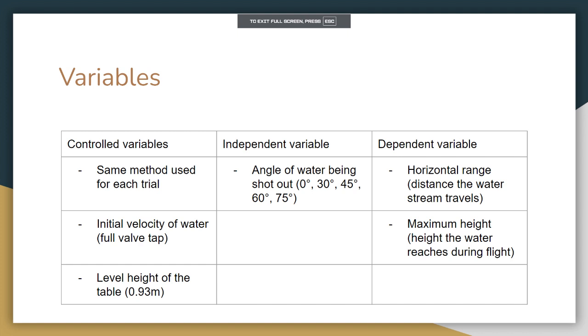For variables, the controlled variables are going to be the same method used for each trial, the initial velocity of water, which is going to be a full open tap, and the level height of the table. The independent variable is going to be the angle that the water is being shot at. Dependent variables include horizontal range and maximum height.